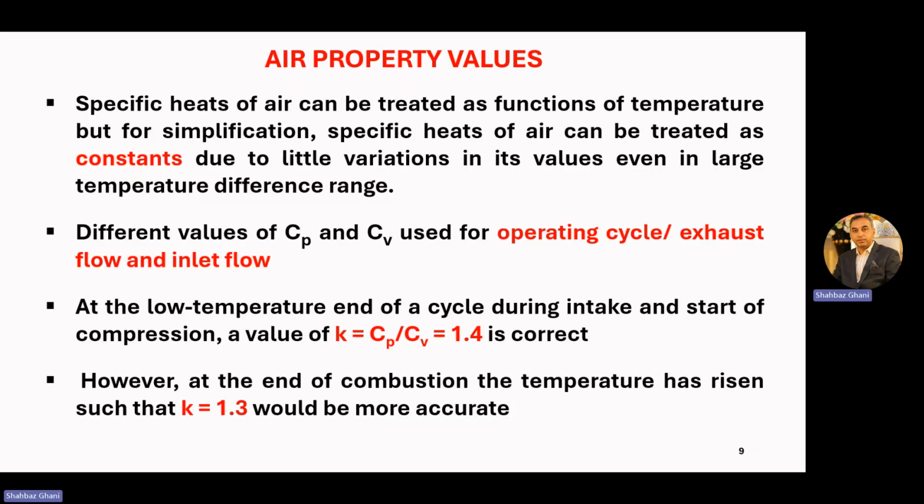Now, air properties. Specific heat of air can be treated as a function of temperature, but for simplification, specific heats of air can be treated as constant due to little variation in their value even over a large temperature range. Different values of Cp and Cv are used for operating cycles, leak, exhaust flow and inlet flow. At the lower temperature or end of a cycle, during intake and the start of compression, a value of k, Cp over Cv, of 1.4 is correct. However, at the end of combustion, when the temperature and pressure have risen, we take the value of k equal to 1.3. That would be more accurate.